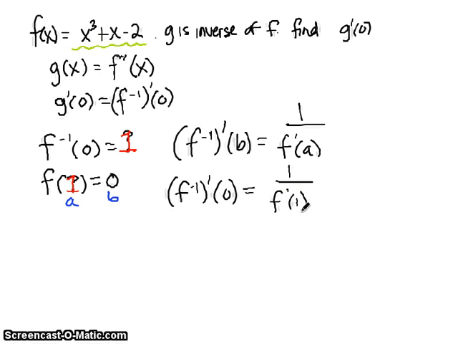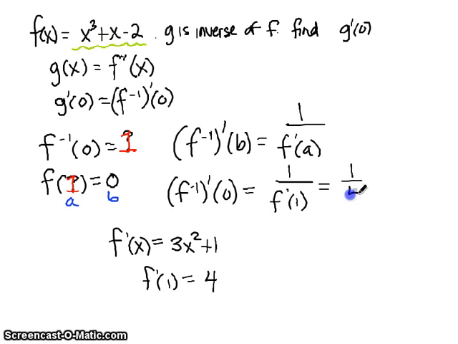So we don't have a table, we actually have to figure out what f prime of 1 is. So f prime of x, again looking up at our function, f prime is going to be 3x squared plus 1. So f prime of 1 is going to be equal to 4. So f inverse prime of 0 is equal to 1/4.